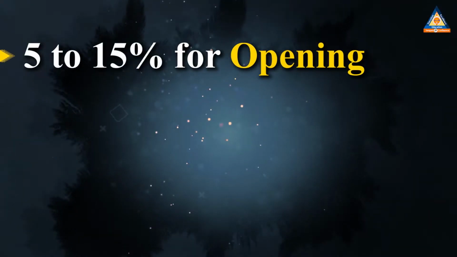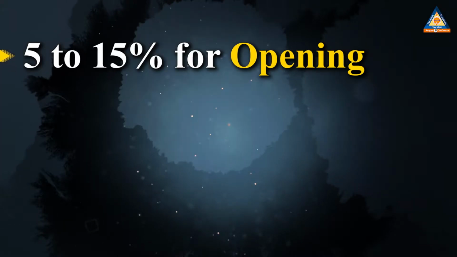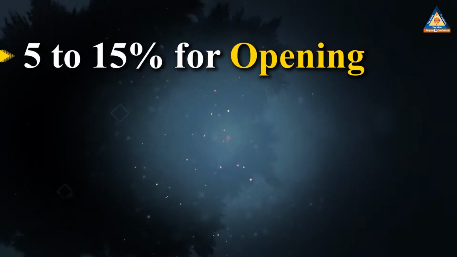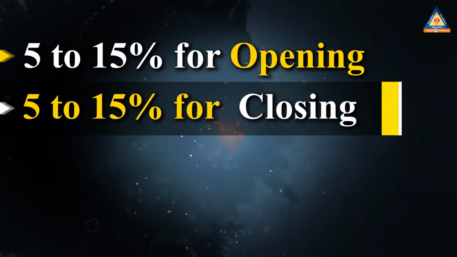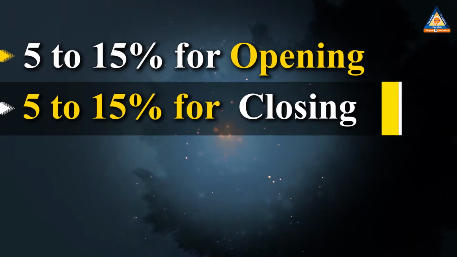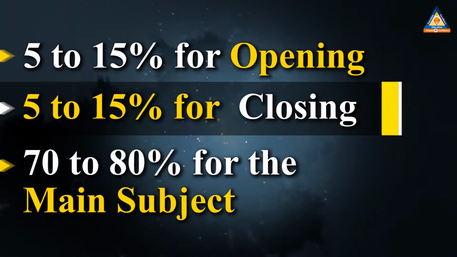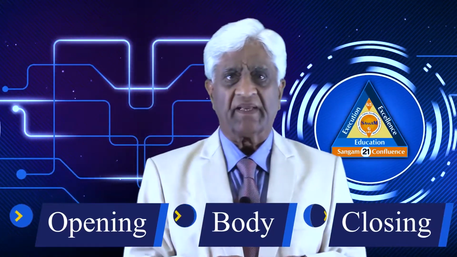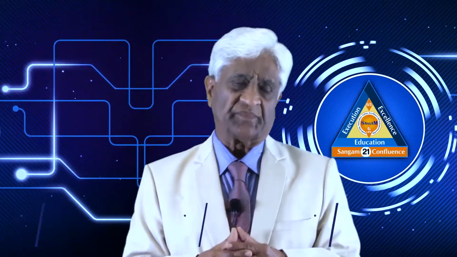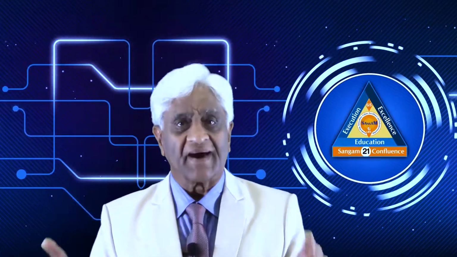For most presentations, for the opening and the closing, you should spend about 5 to 15% of the total time that you intend to spend or are allowed to spend on each of those. 5 to 15% for the opening, 5 to 15% for the closing, and that gives you about 70 to 80% of your time for the main content. So what do we call that? Opening, body, and closing. The body of the speech or presentation should be allowed about 70 to 80% of your total time.